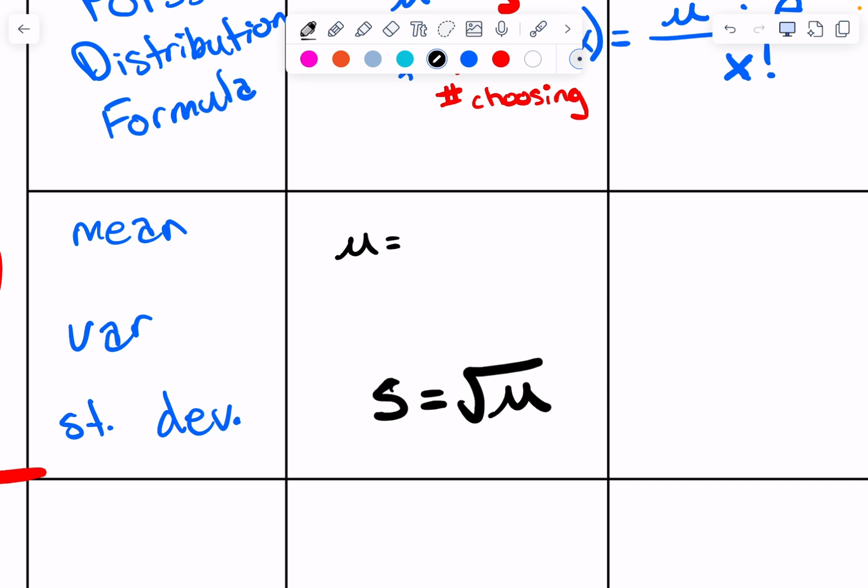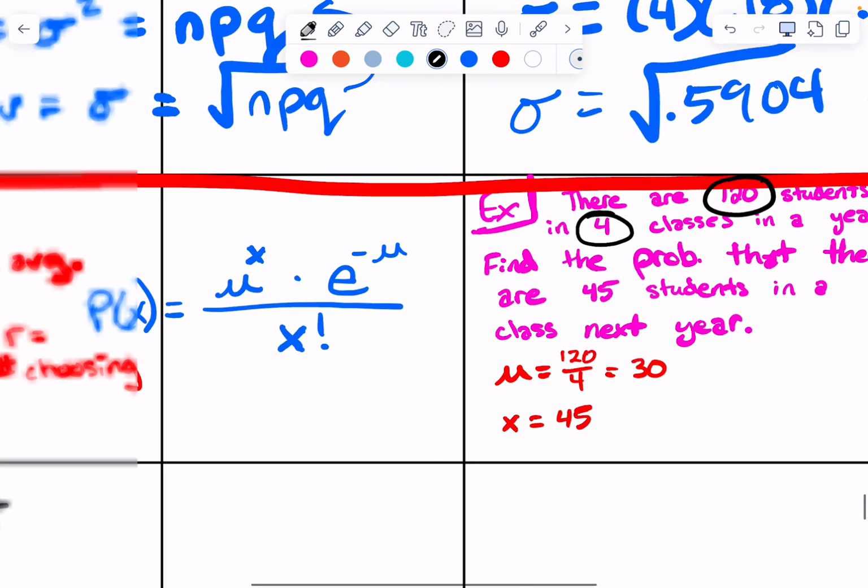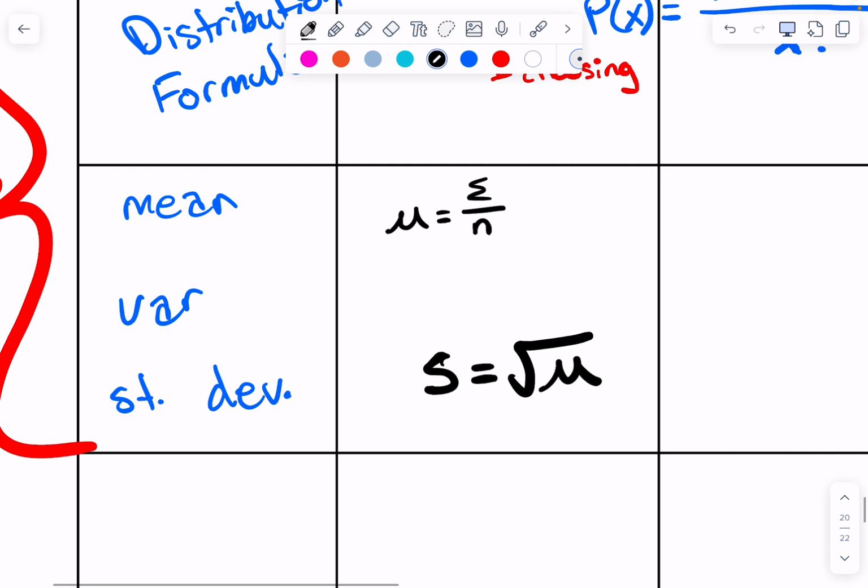Okay, when you find the average, you add them up, I think, and divide them. Like the sum of them divided by n, that would be like the sum of all the students, 120, divided by the number of classes that I have. Whatever. You're just finding the average, right? The sum of all of them divided by n, okay?